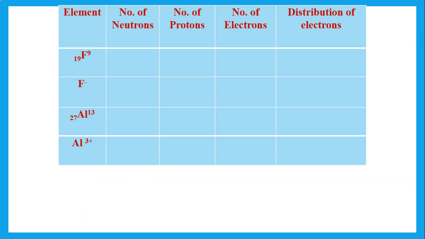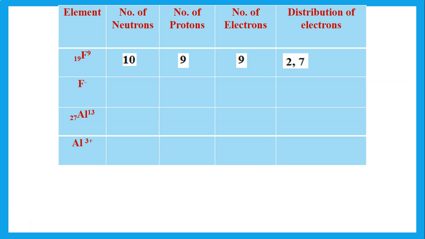So if we have fluorine, we said fluorine has an atomic number of 9, mass number 19. That means it has how many neutrons? How do we calculate the number of neutrons? That is the mass number minus the atomic number, the big number minus the small number. That means I have 10 neutrons. How many protons? Protons is equal to the atomic number, which is the small number. This is also equal to the number of electrons. Now, how do we distribute 9 electrons? The first shell takes 2. I'm left with 7, so I put them into the next shell.